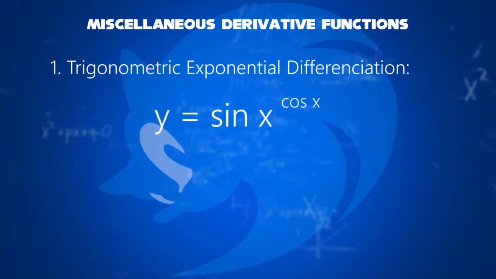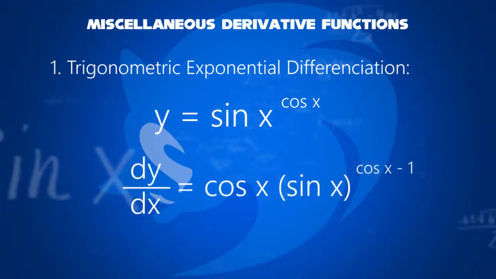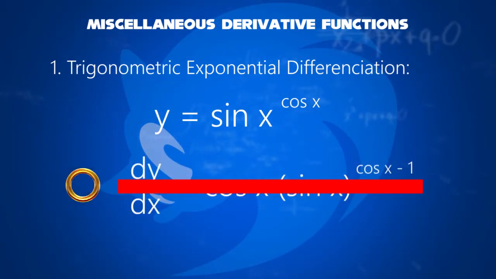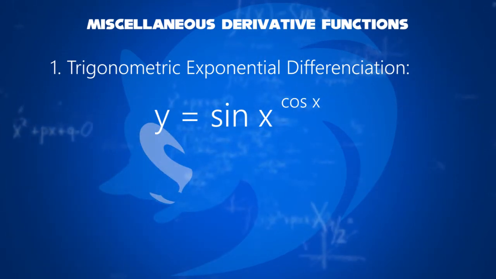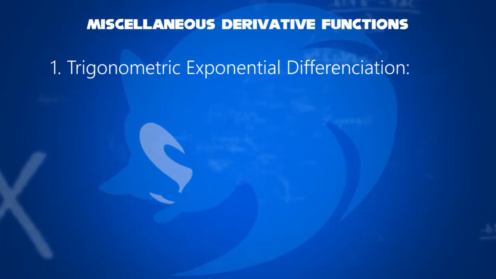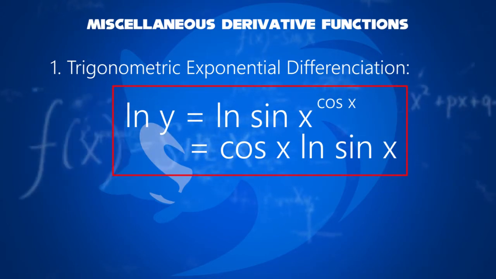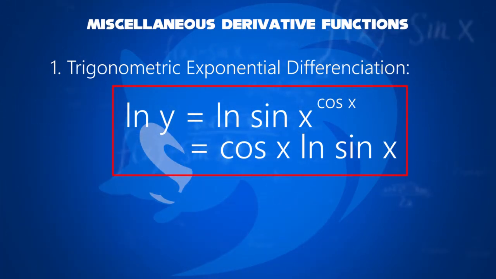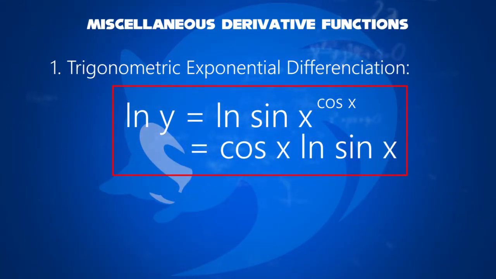Let's consider y equals sine x to the power of cosine x. You cannot derive it as cosine x times sine x to the power cosine x minus 1. All you have to do is get started with the natural log function. Taking natural log on both sides, we get natural log y equals natural log of sine x to the cosine x exponent, which is also equal to cosine x times natural log sine x.